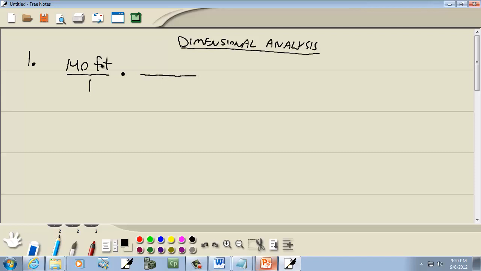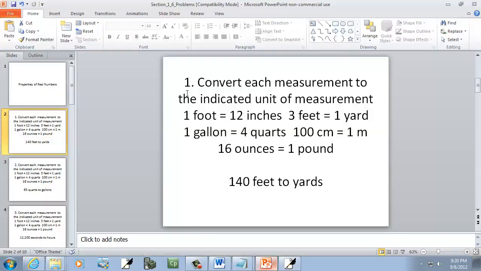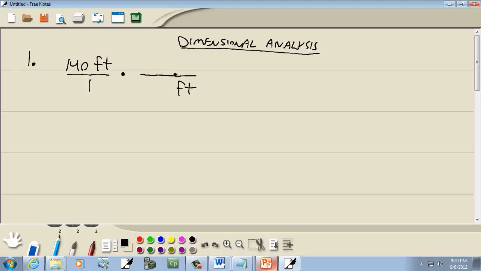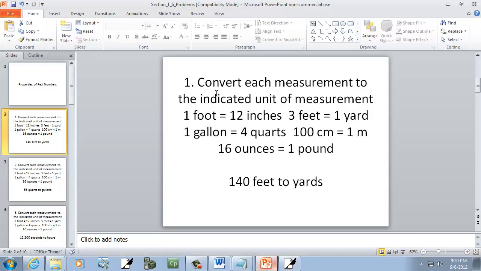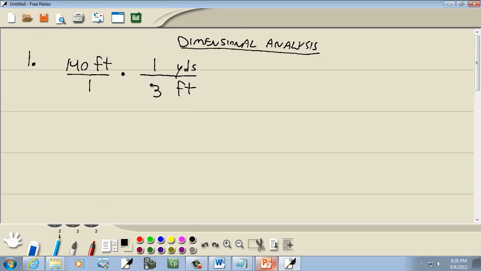Now, the way dimensional analysis works, if feet is up here on top, then we need feet right down here. And we'd like to convert it to yards, so I'd like to have yards up here. Well, this time it works out pretty good because 3 feet is equal to 1 yard. Okay. So the feet are going to cancel. One's on top, one's on the bottom. And we get 140 over 3 yards.